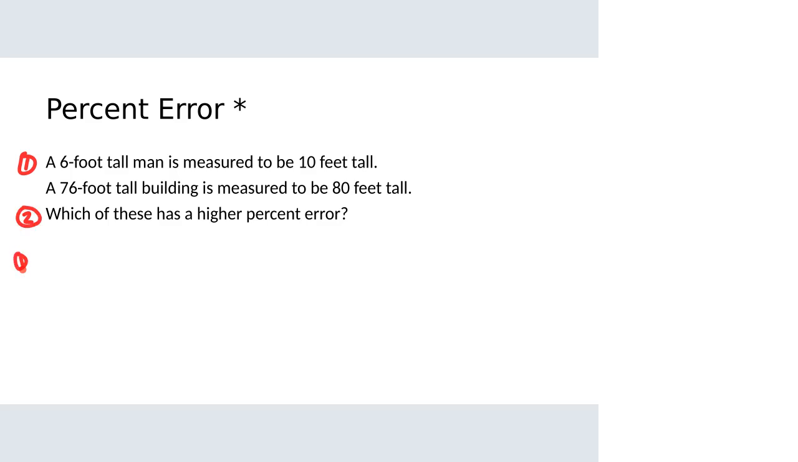So the first one, a 6 foot tall man is measured to be 10 feet tall. Our percent error here is going to be, well, the amount of error. You could do this strictly by looking at it and say, well, he's measured to be 10, he's actually 6, so it's off by 4. If you want to do it that way, that's fine, but a lot of students are more comfortable writing that down. What is the difference?